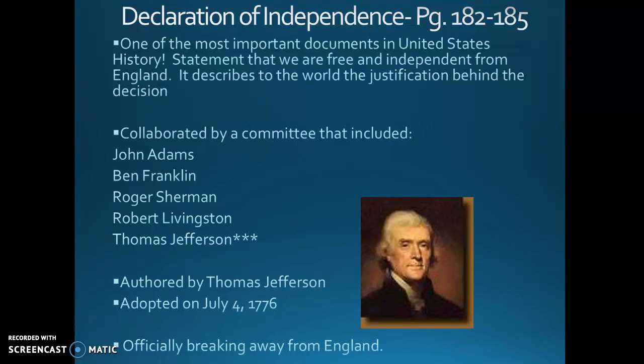So in our book, if you ever want to refer to it, the Declaration of Independence is on page 182 to 185. And you can look at it there, and I'll also tell you a little bit later on where you can find it as well. But like I told you earlier, there was a committee. And here are some of the people that were on that committee. You might recognize two of them as former presidents. We have John Adams and Thomas Jefferson, and Jefferson was the primary author.